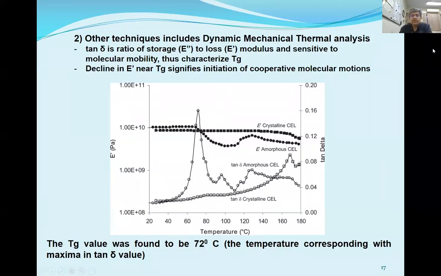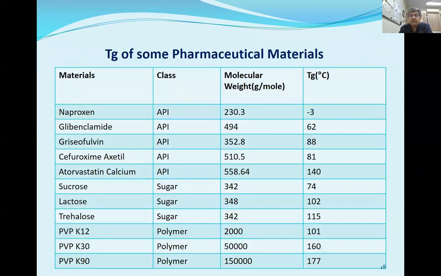So after learning about how to measure the glass transition temperature, we move over to some examples where a table is given and the Tg values of some amorphous pharmaceuticals have been recorded. The material could either be an API or some excipient. You can see for naproxen, the Tg is -3 degrees Celsius, while on the other extreme you have atorvastatin calcium, which has a Tg of 140 degrees Celsius.